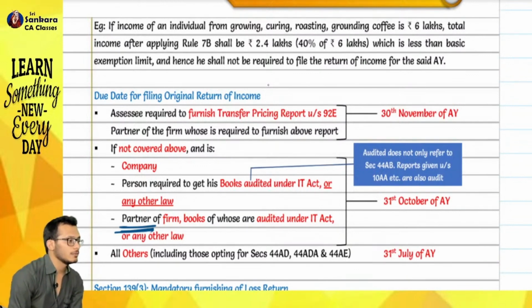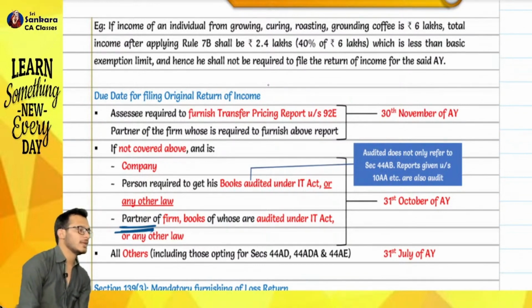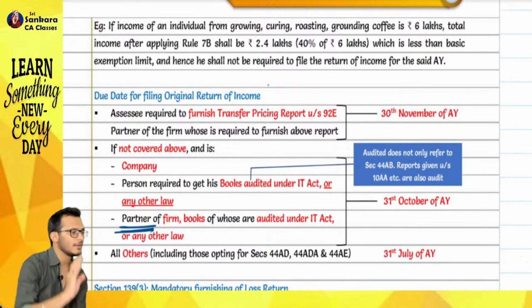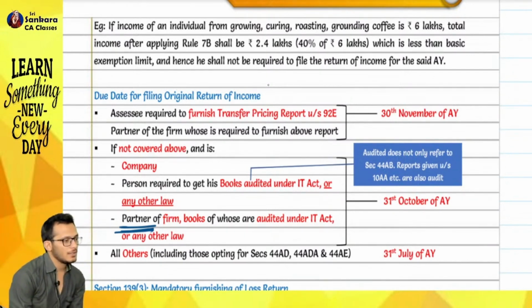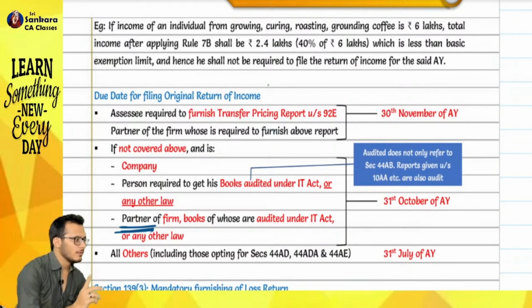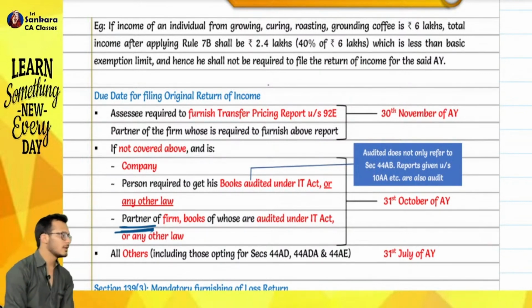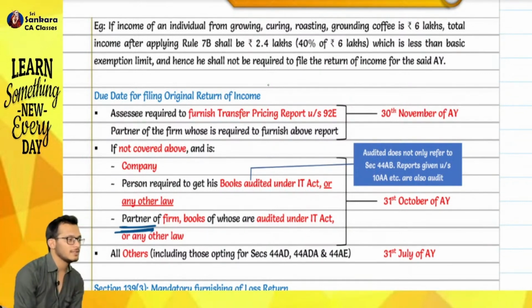Next one was 234F. Provisions come and say, Rahul, if you have not filed your return on time, no worries, you can file it until 31st December. But if you did not file your return on time, you will be levied a late filing fee of 5,000 rupees. Is it per day, or one time? One time you will be levied a late filing fee of 5,000 rupees.